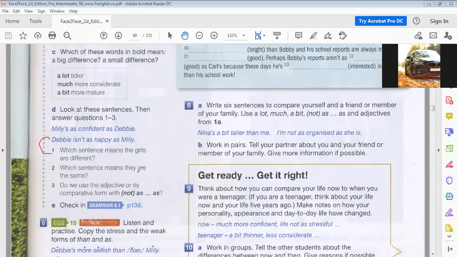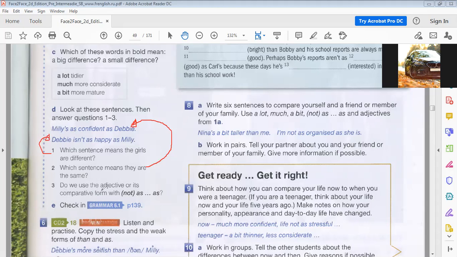But what about which sentence says the girls are the same, Manal? What do you think? First, as confident. Correct. The first, you're right. The first one shows that they are the same. Very good.